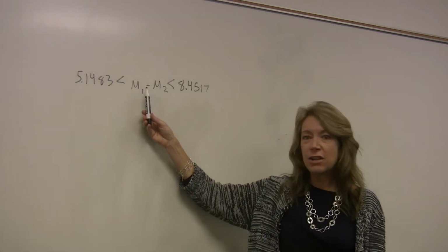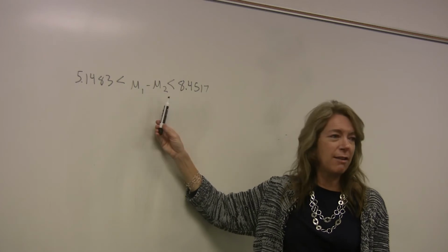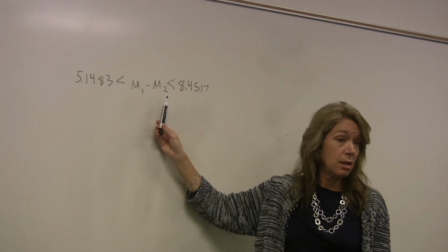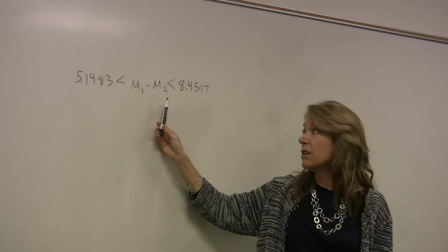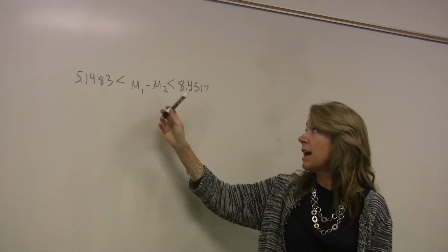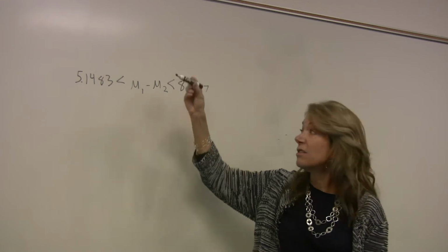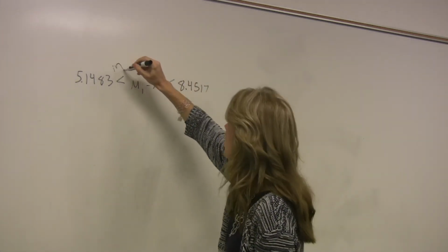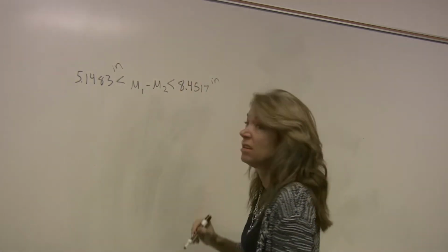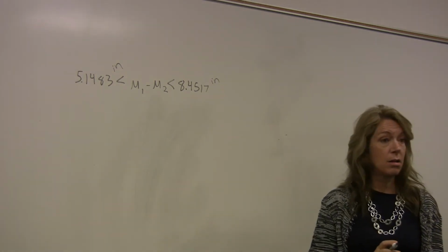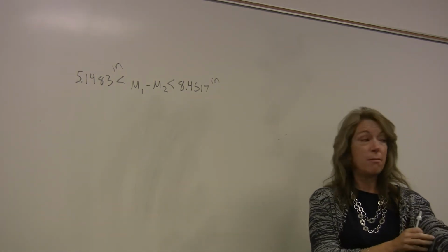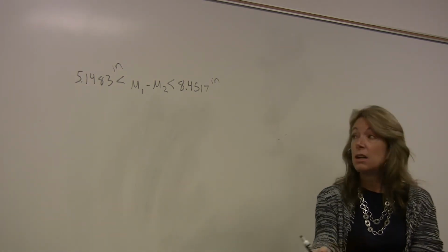So if you take the average height of a supermodel and you subtract the average height of the rest of us, the difference is somewhere between 5 and 8. What do these numbers represent? Inches. This is actually about 5 inches, and this is like 8.5 inches. So we're talking about the mean difference in heights.